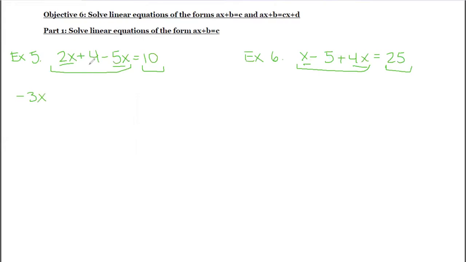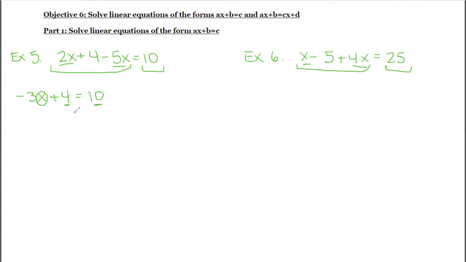This plus 4, there is nothing over here that we can combine it with at the moment, so we're just going to keep it the same. Then we're gonna keep our equal sign and our 10. From this point, we still want to get this x by itself. There's no other x's that we can combine this with. So now we need to look at the numbers. These numbers need to be combined.